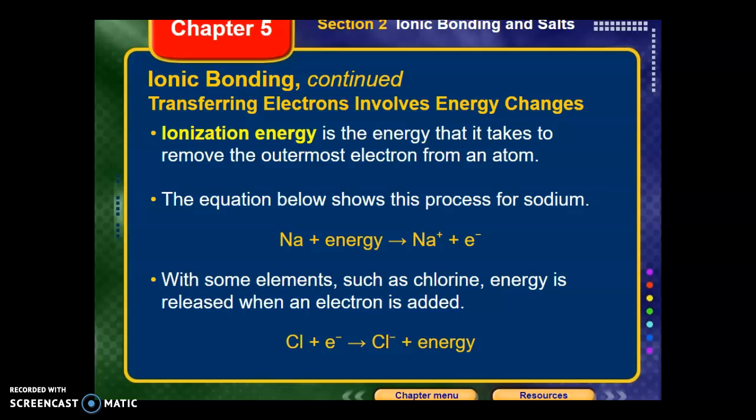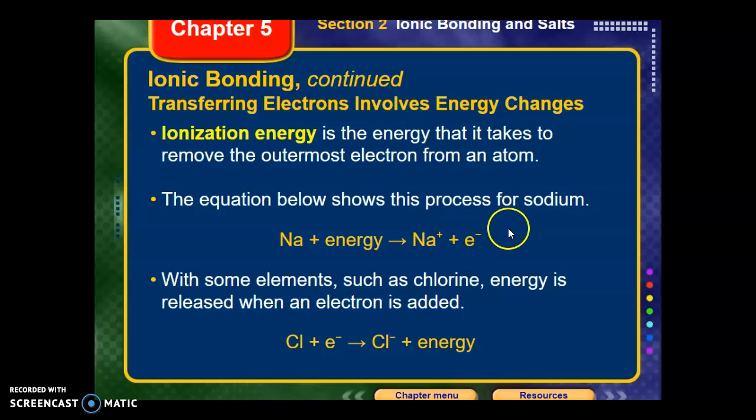And so if you step out the process of making an ionic compound, you will see that there's a lot of steps to it. And each step involves an amount of energy. So you have ionization energy. So that's the amount of energy required to remove an electron. So that would be this energy here for removing an electron from the sodium atom. And then you get a sodium cation and an electron by itself.